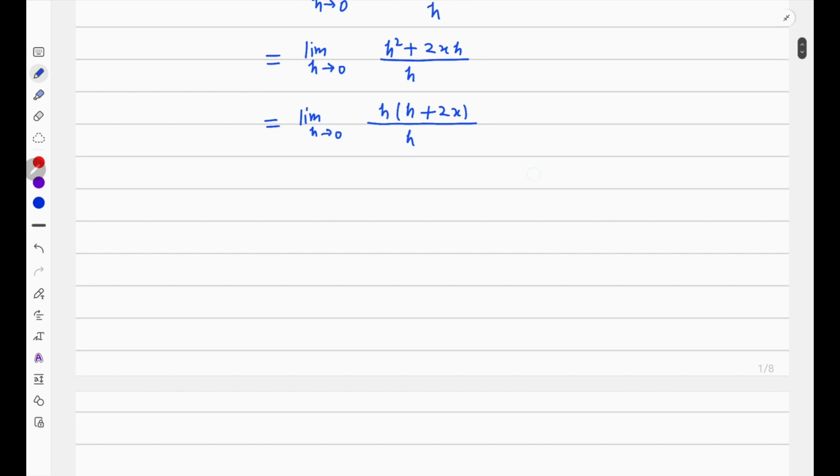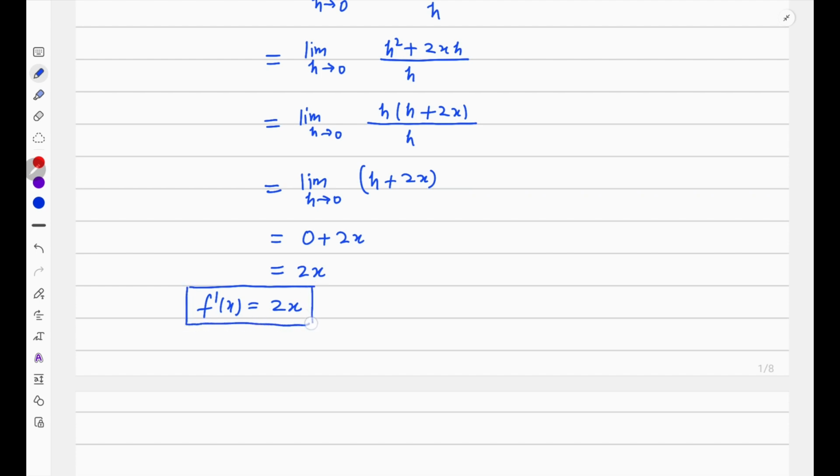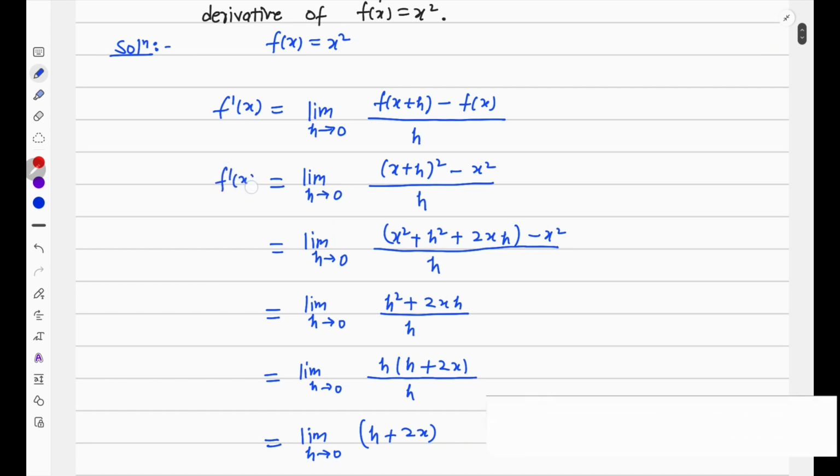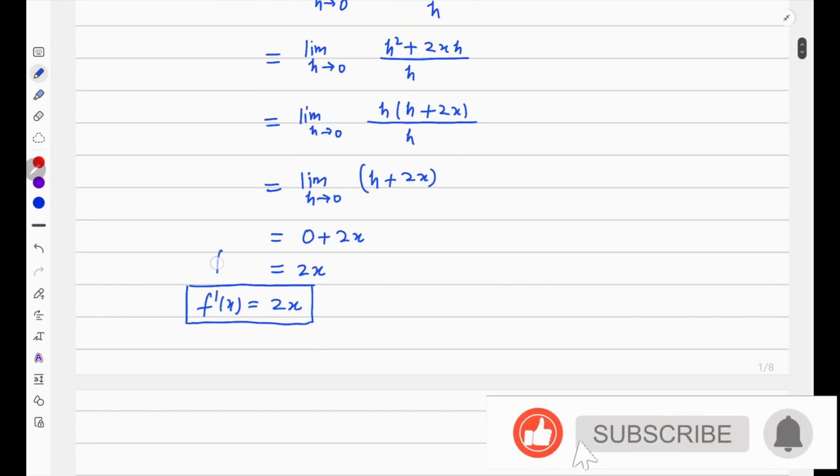Now we are having the limit as h approaches 0 of h plus 2x. Now we can substitute h equal to 0 in this expression, so this becomes 2x plus 0 and it is 2x. So the f'(x) we get is 2x. So here this is the f'(x) using the first principle.